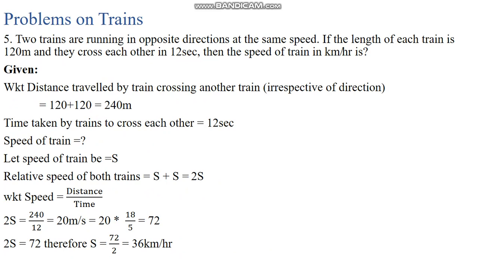But they have given the speed, and we need to express it in kilometers per hour. Therefore we need to multiply the right hand side value with the conversion factor of 18 by 5. We will get around 72 kilometers per hour. 2S is equal to 72 kilometers per hour. We need to calculate the speed of the train. Therefore S is equal to 72 divided by 2, we will get around 36 kilometers per hour.